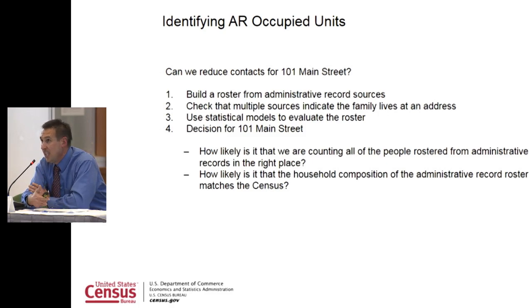Then we use statistical models to evaluate the roster, and based on that, we need to make a decision for 101 Main Street. Are we reducing contacts or are we doing the full contact strategy? The models I'm going to go over are looking to answer two questions. One is, how likely is it that we are counting all of the people that we have rostered from the administrative records in the right place?